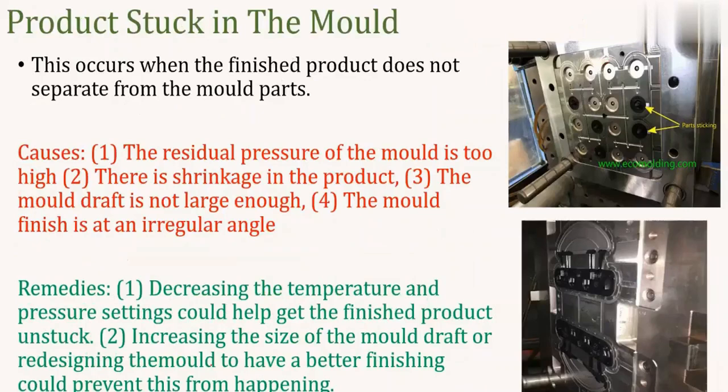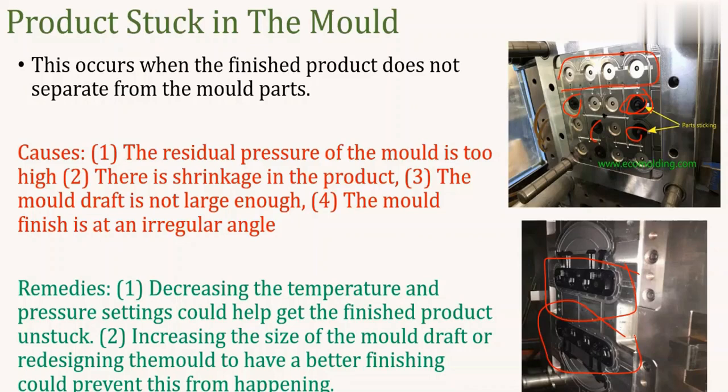And the next one is product stuck in the mold, right? This occurs when the finished product does not separate from the mold. You can see these are the molds, so a few parts have been stuck in the mold itself, right? You can see here also. So why is this happening? The residual pressure of the mold is too high, and there is shrinkage in the product, so that it is locked between the mold, and the mold draft is not large enough.